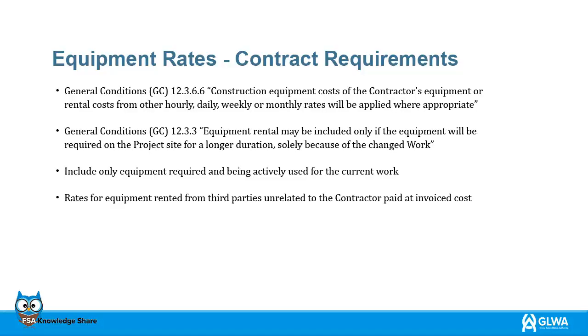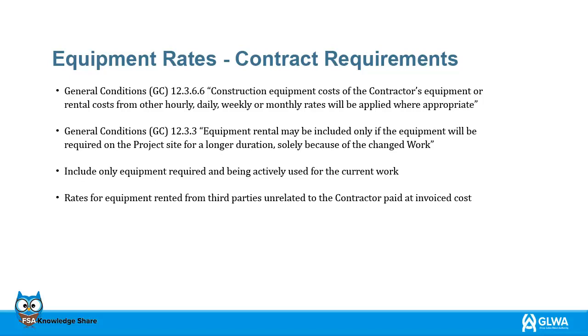The following are specific sections of the contract provisions that are found in Article 12 of GLWA's construction contract. The following slides will refer to specific sections of the contract which pertain to equipment rates, contract requirements, general conditions 12.3.6.6, construction equipment costs of the contractor's equipment or rental costs from others. Hourly, daily, weekly or monthly rates will be applied where appropriate.